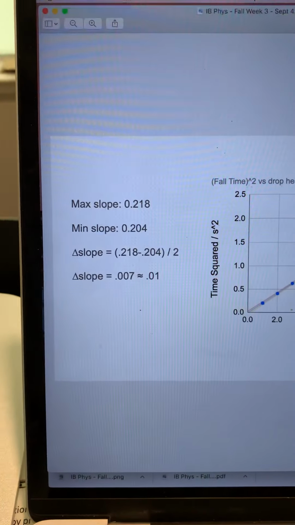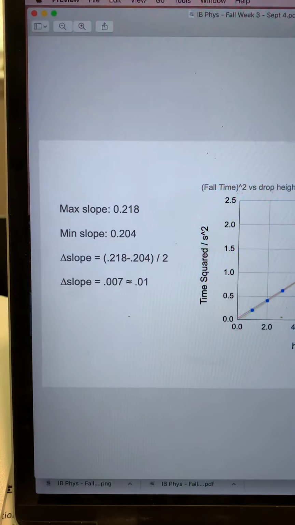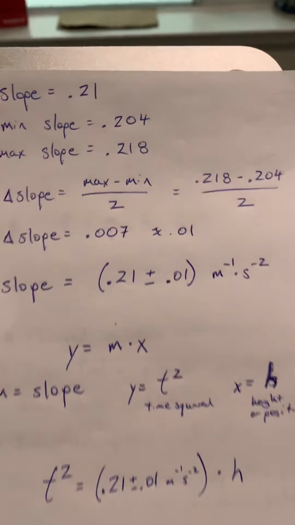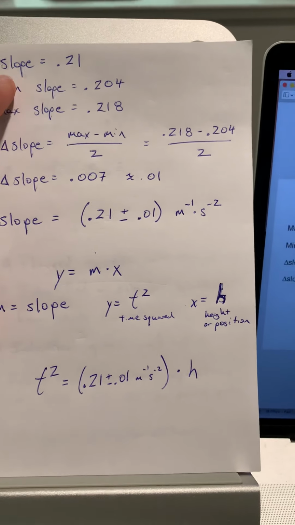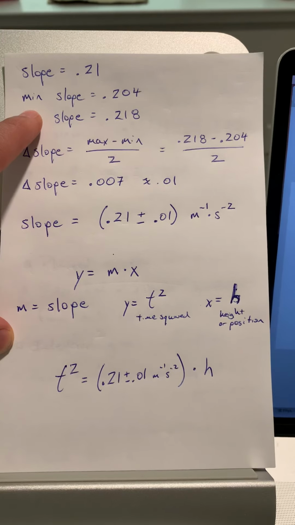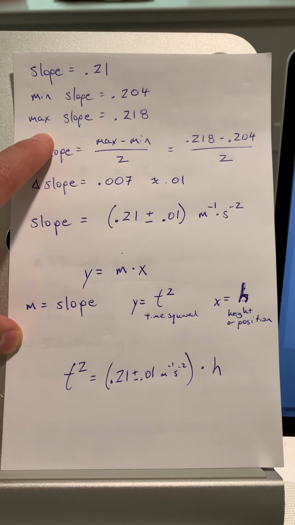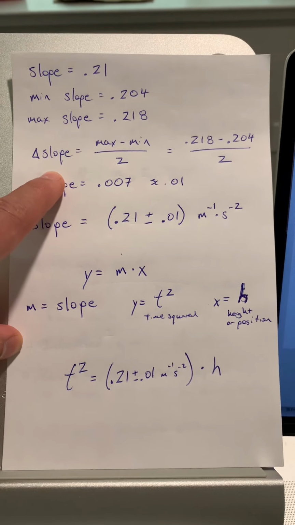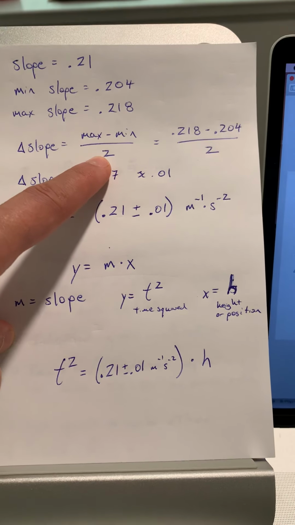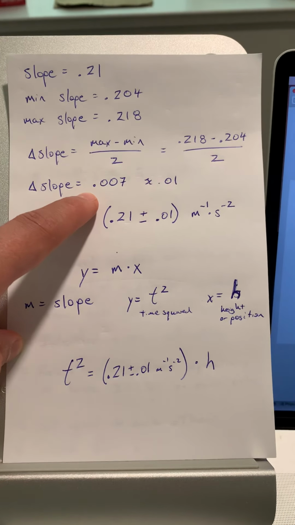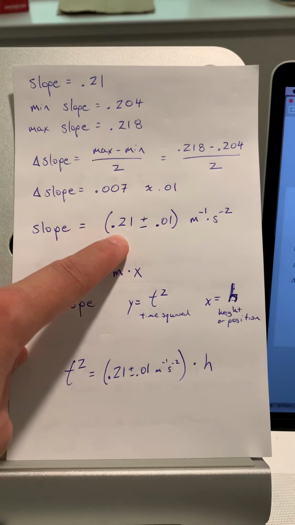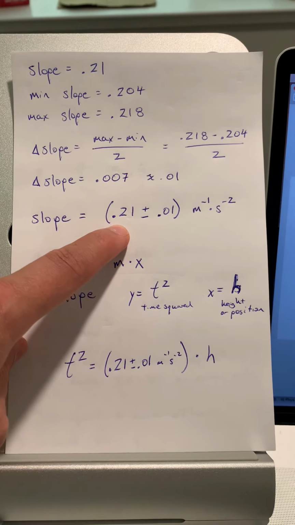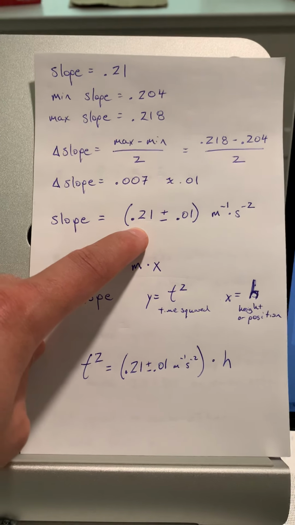And I've written that down over here, but I'm going to go ahead and solve this on a piece of paper now. So going through this, what we can see is that my slope was 0.21, my minimum slope was 0.204, my maximum slope was 0.218. To find the uncertainty in slope, I take max minus min and then divide by 2. That comes out to about 0.007, but we're going to round to 2 decimal places because the original slope only has 2, and so does a lot of my data.